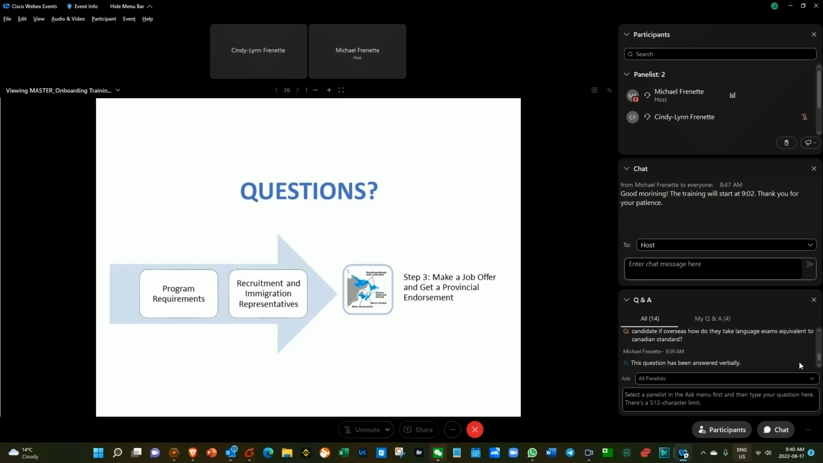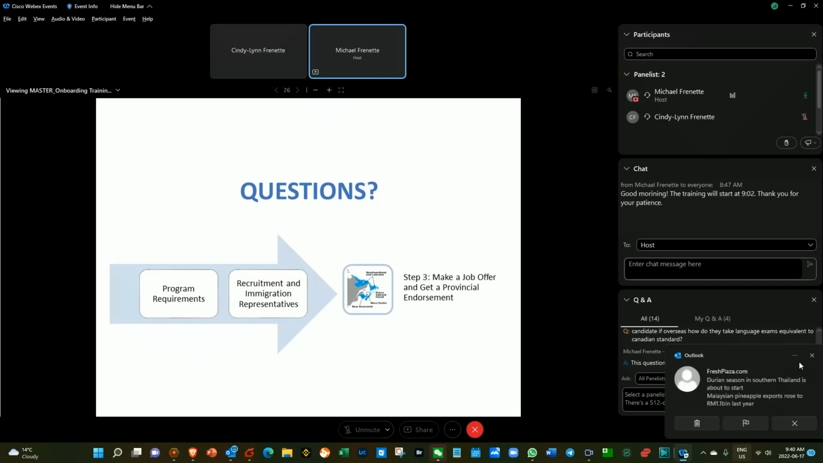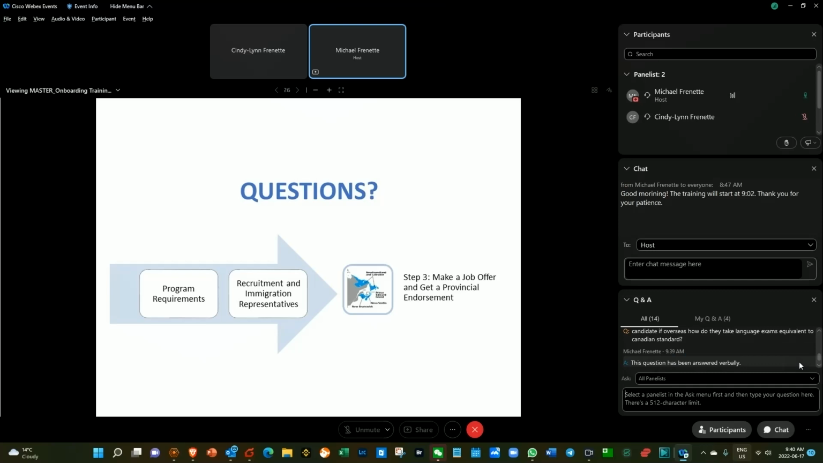So someone is wondering about processing time. The processing time to get employer designation and job offers is a provincial step, so you'll need to reach out to them. But for permanent residency, 80% of applications are processed in 12 months or less.